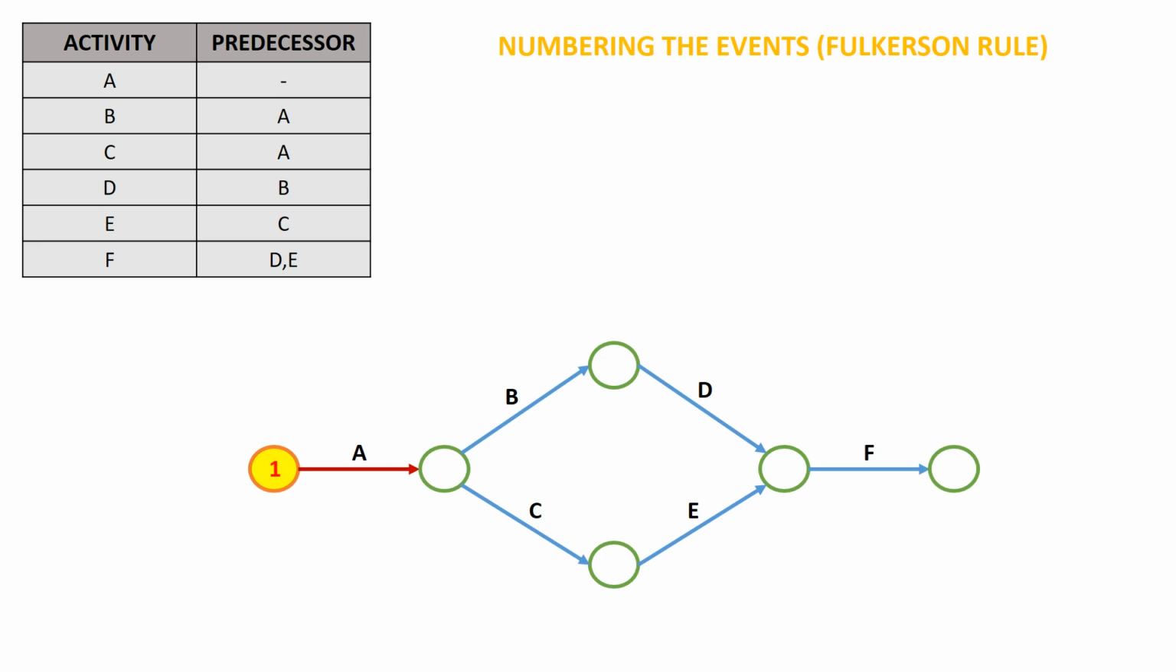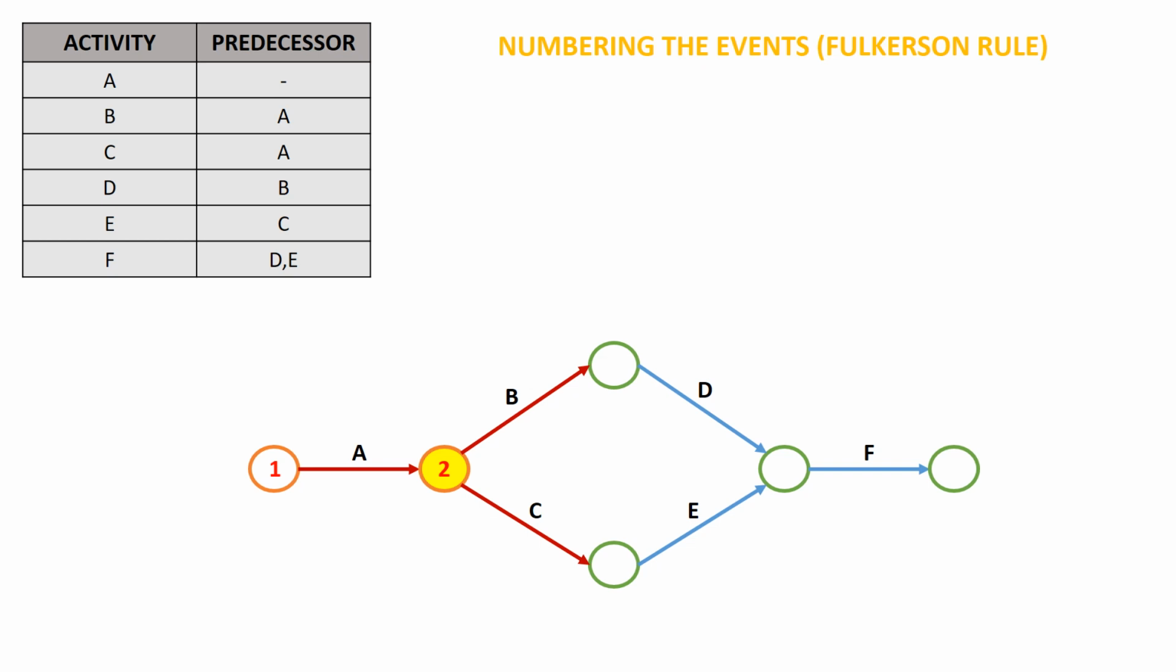Once we have traced activity A, we have to see which is the next event that is occurring. So we have only one event after completion of activity A. Therefore, we are going to number this event as event number 2. Now we will move on to event number 2. From event number 2, we have two activities, activity B and activity C, starting. So we are going to trace both these activities.